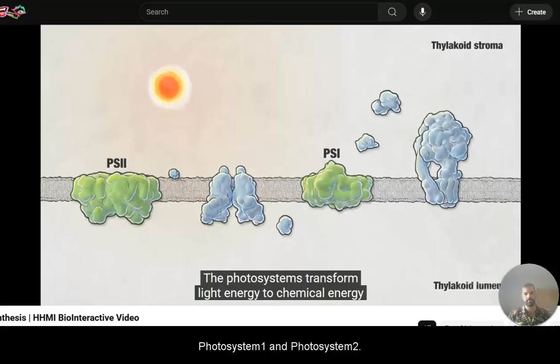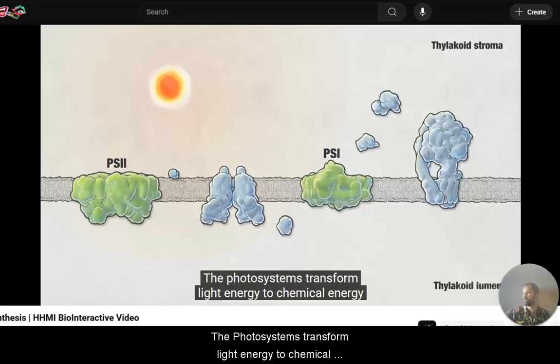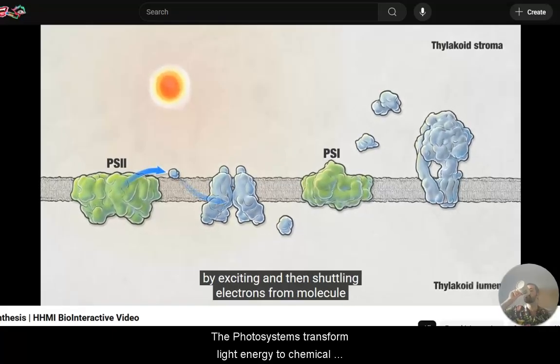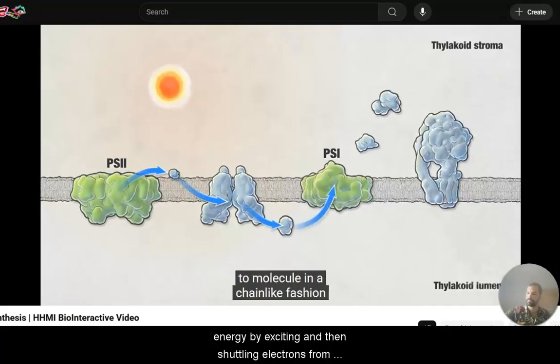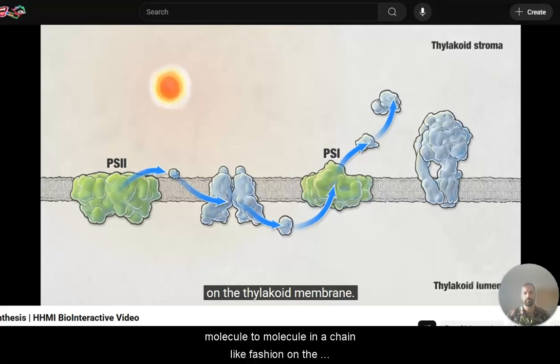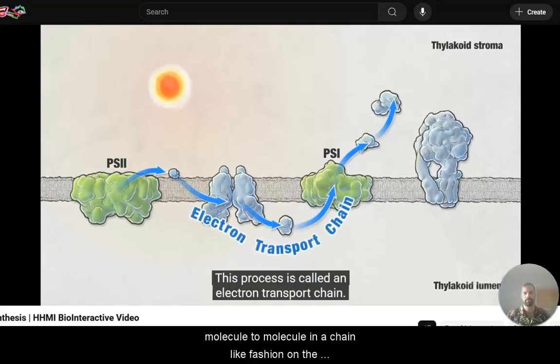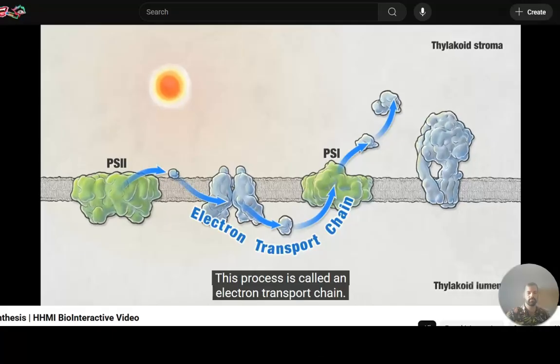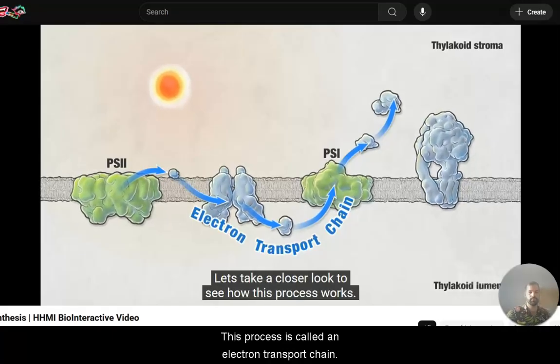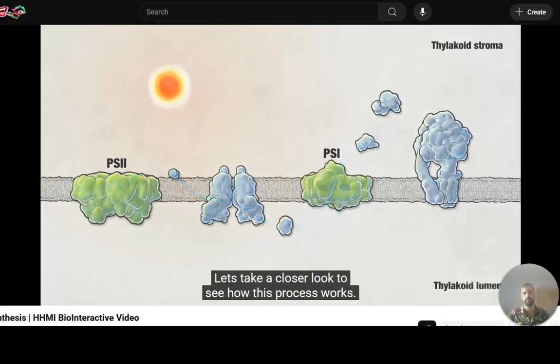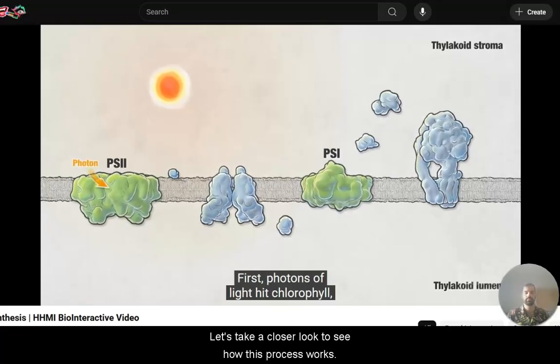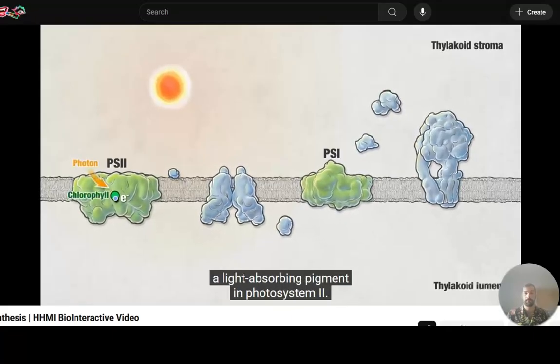Photosystem 1 and Photosystem 2. The photosystems transform light energy to chemical energy by exciting and then shuttling electrons from molecule to molecule in a chain-like fashion on the thylakoid membrane. This process is called an electron transport chain. Let's take a closer look to see how this process works.